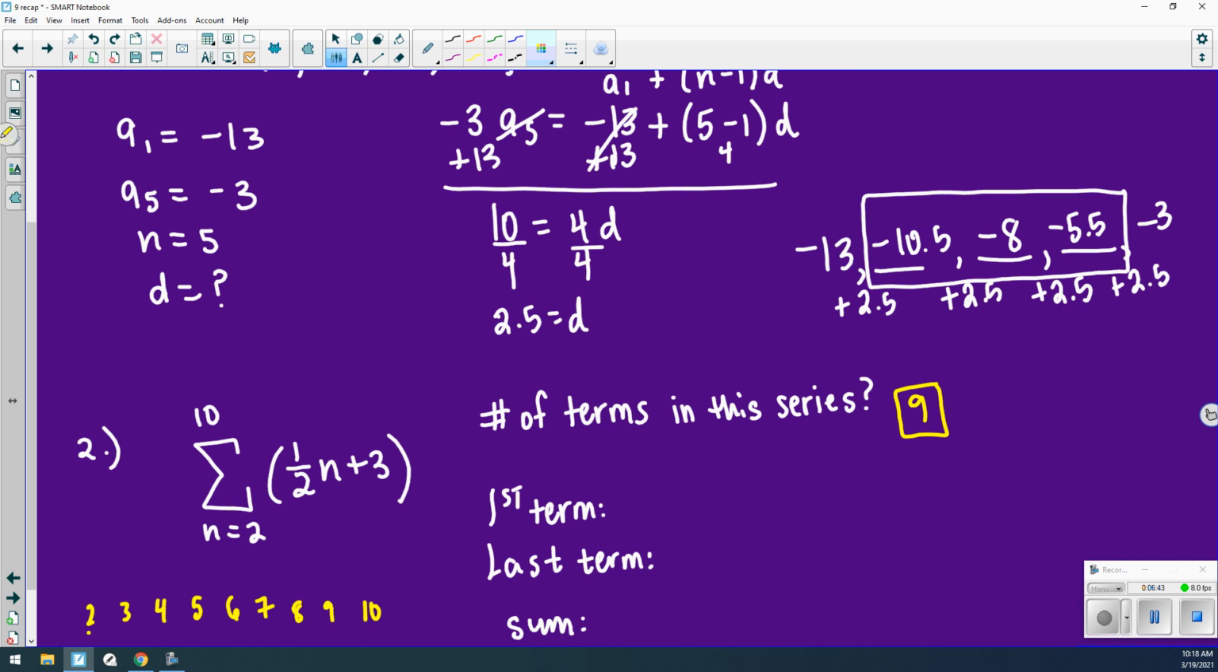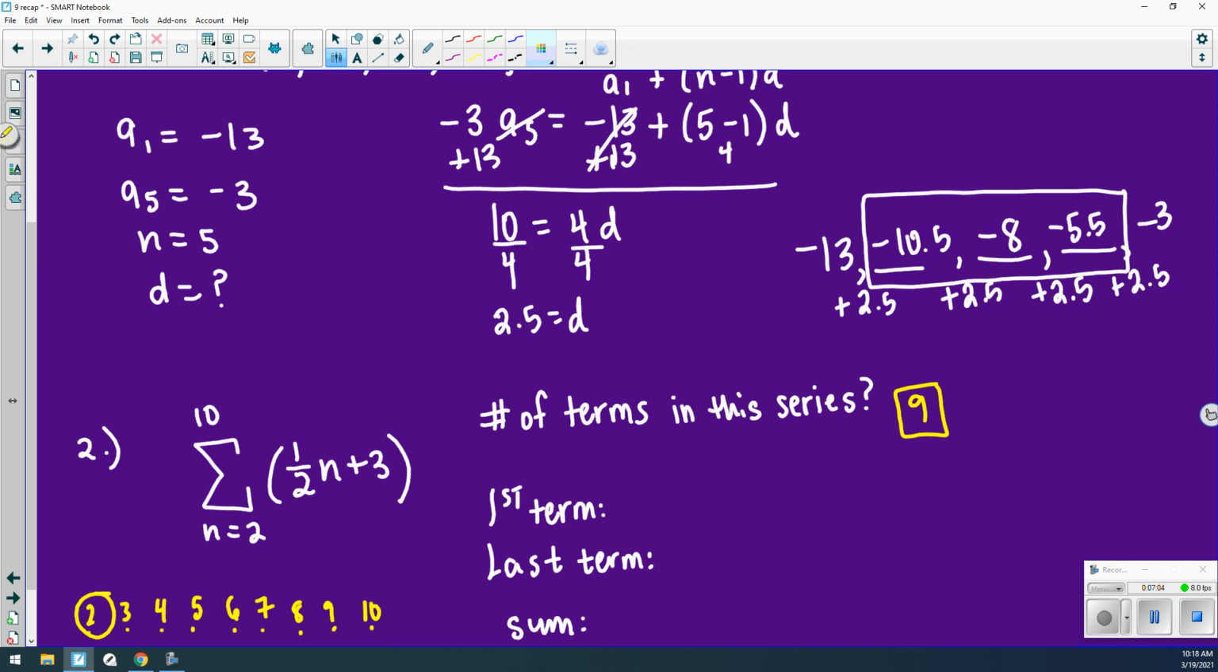1, 2, 3, 4, 5, 6, 7, 8, 9. It is technically 9 terms because from 2 to 10 is 8, but then don't forget to add in that first term. So there are technically 9 numbers in this series from 2 to 10. Kind of a tricky thing. All right, next up, let's find the first term.